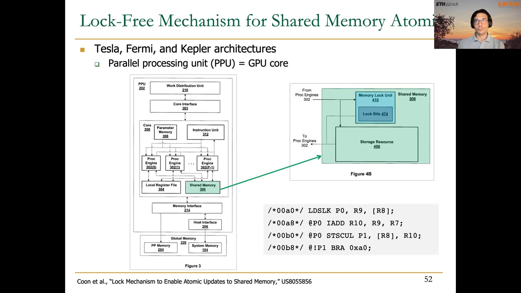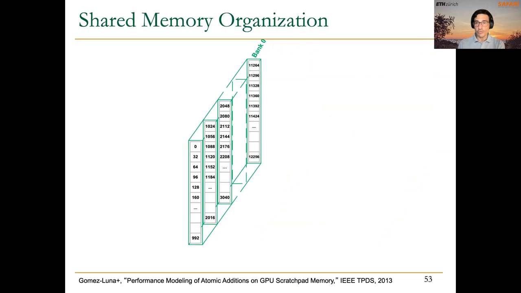Let's talk a little bit more about these lock bits. You already know that shared memory is an interleaved memory or bank memory organization. This is bank zero, and as you see, bank zero has elements. We are assuming here, by the way, that there are 32 banks in shared memory. So this bank zero contains address 0, 32, 64, 96, and so on, but also address 1024, 1056, 2048, and so on. As you see, the distance between these addresses is 32 because we have 32 shared memory banks. So this is bank zero, and these are the remaining 31 banks.